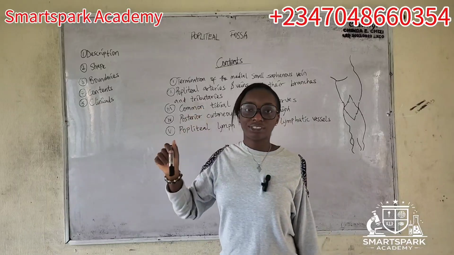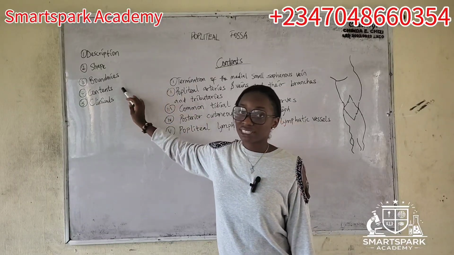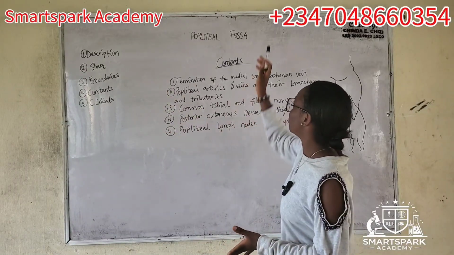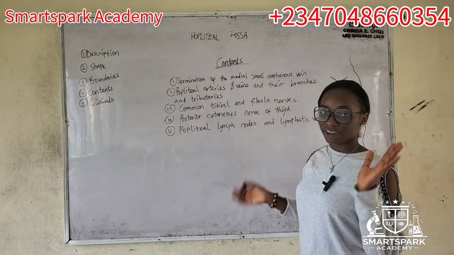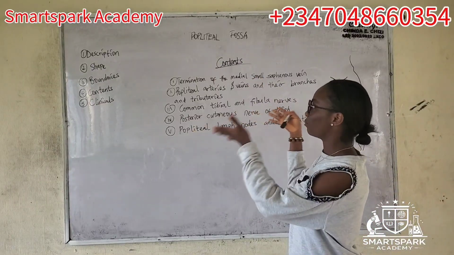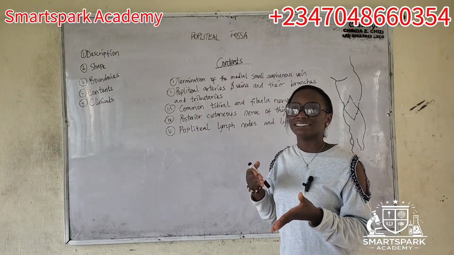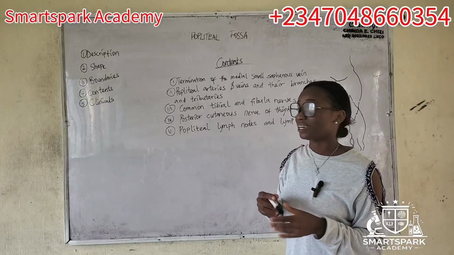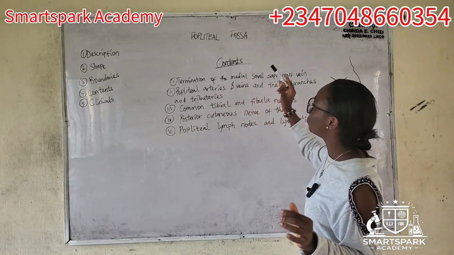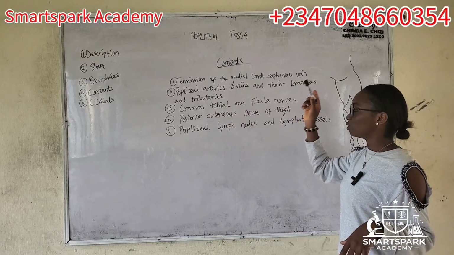Now we move to the fourth thing we have, which is the contents. What are found in this popliteal fossa? We have 5 major anatomical structures found in the popliteal fossa. Let's learn it together. Number 1, termination of the medial small saphenous vein.